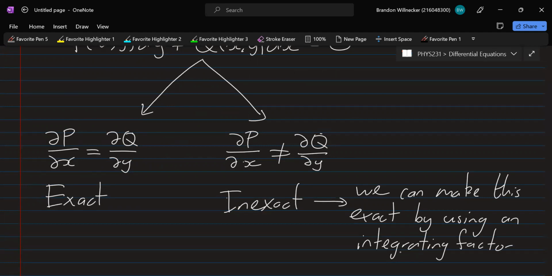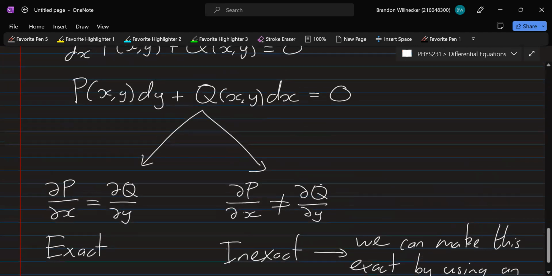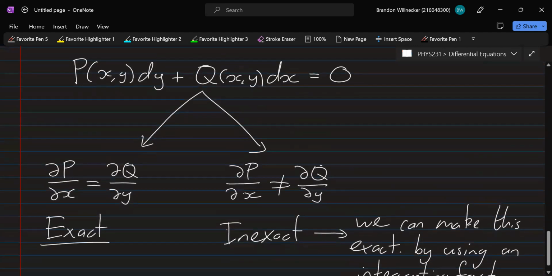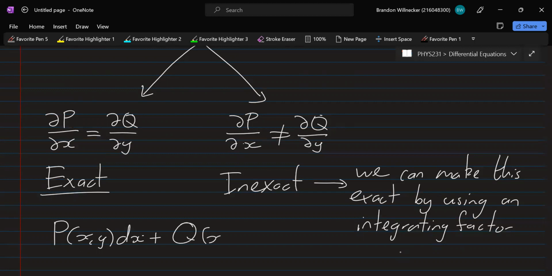Okay, similar to what we had before. Yeah, and then the general idea of what we want to do is, since this is exact, in either case, if it's exact, we can just continue. If it's inexact, we can make it exact. But given this differential equation, p of xy dx plus q of xy dy, let's go back, p of xy dy plus q of xy dx is equal to 0.